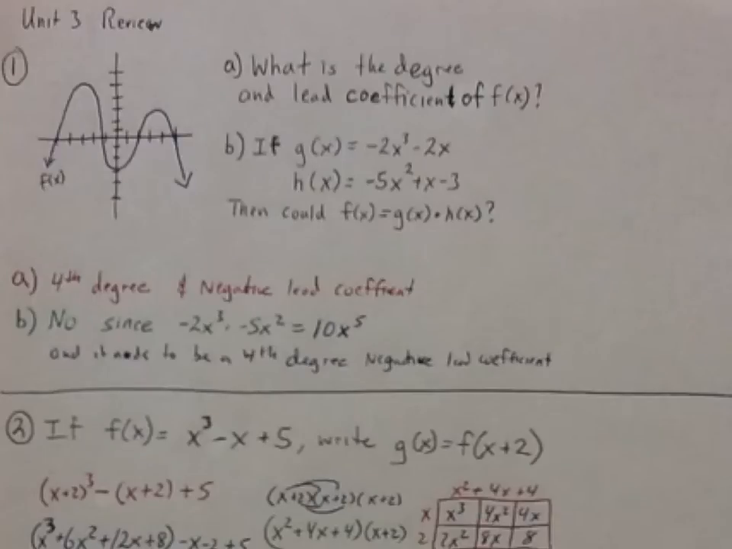Alright, let's go over the review for the test. Alright, number one here, what is the degree of the lead coefficient of this graph? Well, the degree is negative since it's going down.